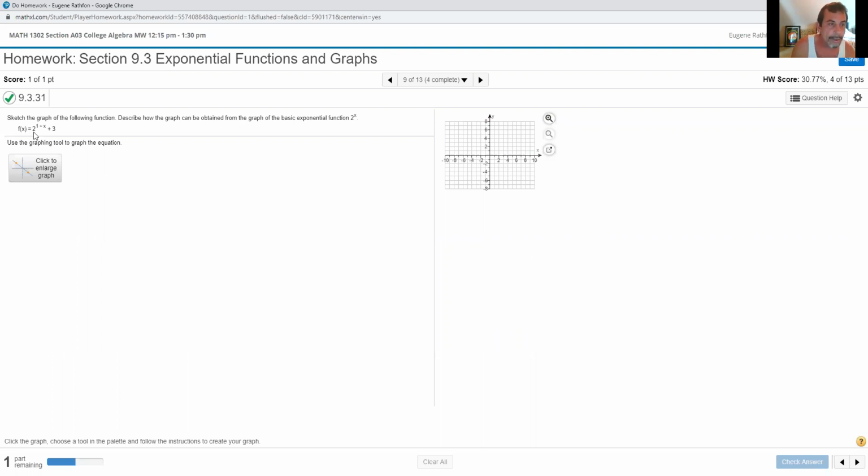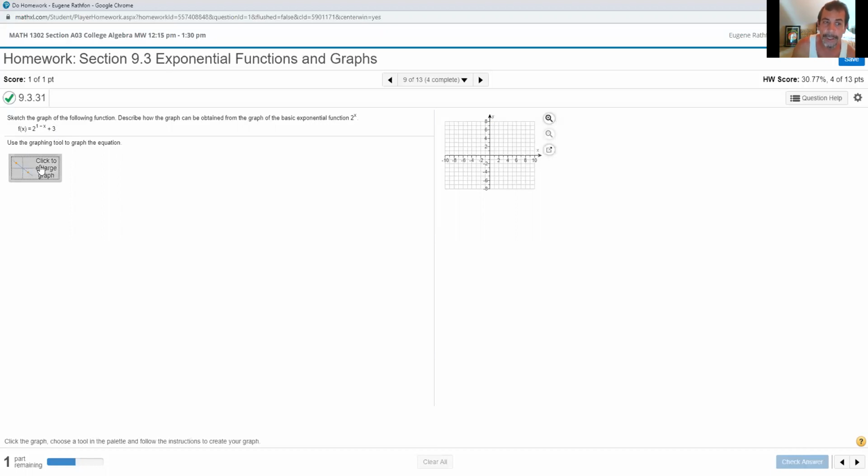All right, so I got 2 to the 1 minus x plus 3. So since that 1 is up here by the x, it's going to move me left and right. Since that's a positive 1, it's actually going to move my graph left 1 unit. Now, since my x is negative, anytime the x is negative, that's going to reflect you across the y-axis. And then this 3 at the end is being added. So since it's at the end being added, that's going to move my graph up 3 units.